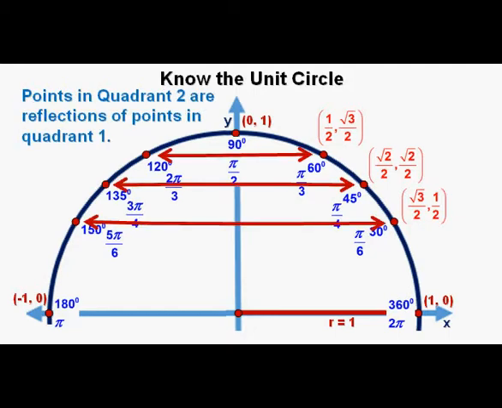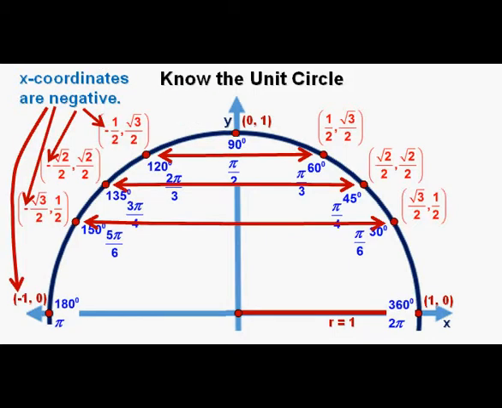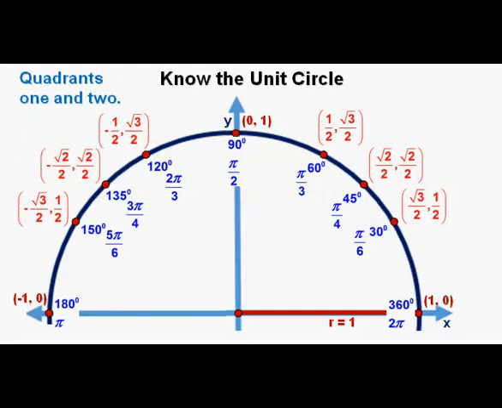These points in quadrant 2 are reflections about the y-axis of these points in quadrant 1. Therefore, all the x-coordinates are negative in quadrant 2 while the y-coordinates remain positive as they were in quadrant 1. Here are quadrants 1 and 2 of the unit circle with all the arrows cleared out of the way. Now here's the complete unit circle.